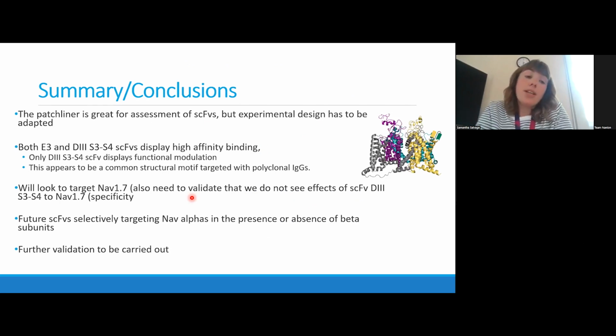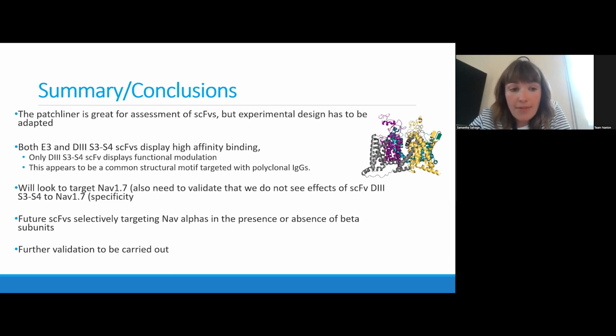So in summary, the patch liner is great for assessing single-chain antibodies. We just have to approach the experiments in a slightly different manner and have a long pre-incubation step. So this means we need more cells in order to account for cell-to-cell variability, but the patch liner has a much higher throughput than we could achieve for this kind of work manually.